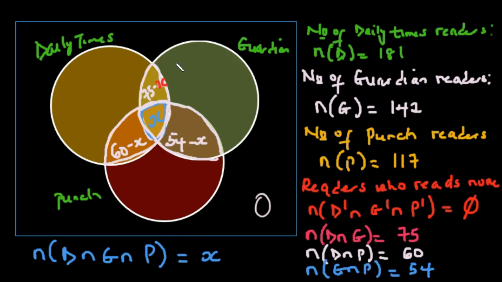So now we've successfully transferred this information into the Venn diagram. Let's see the other questions that we have to solve for.